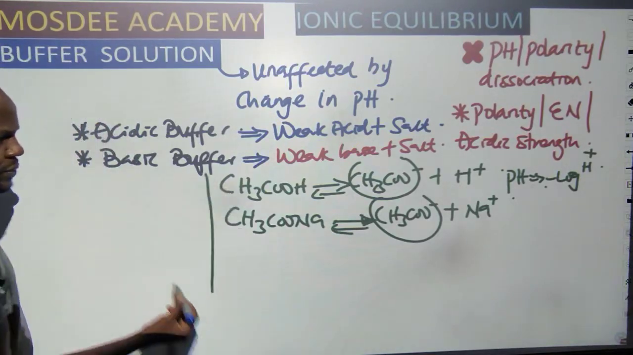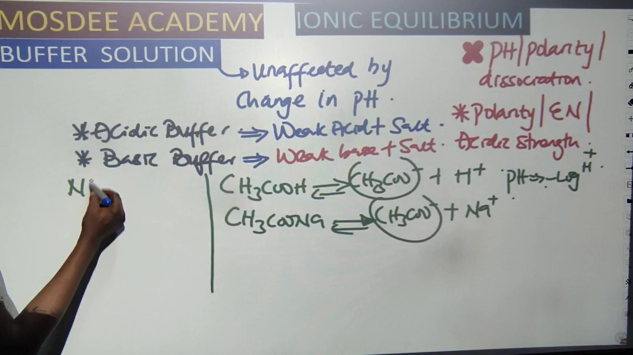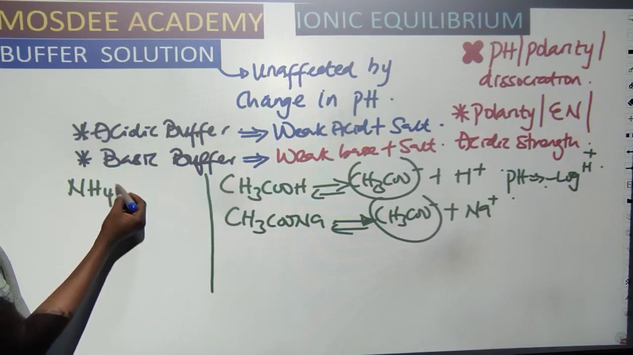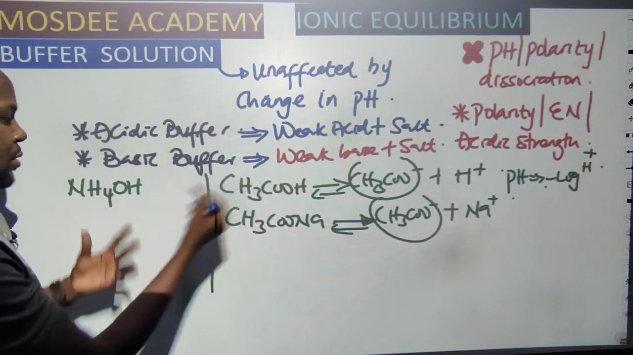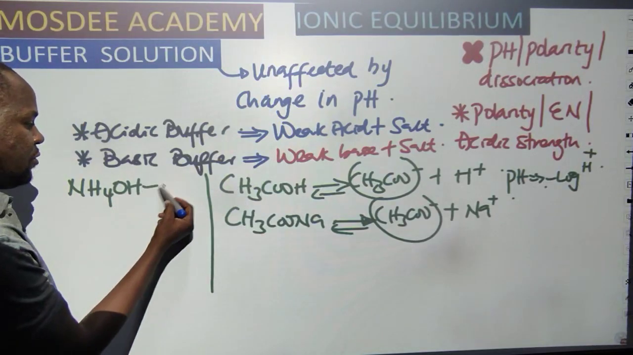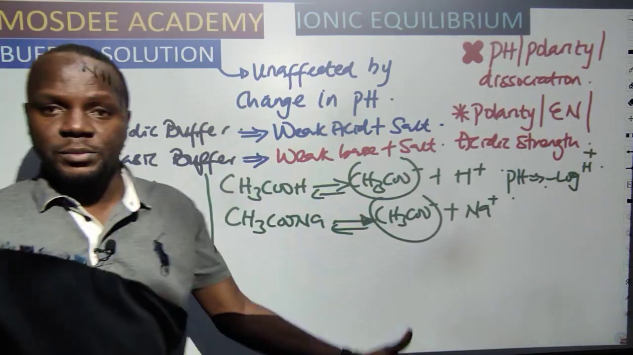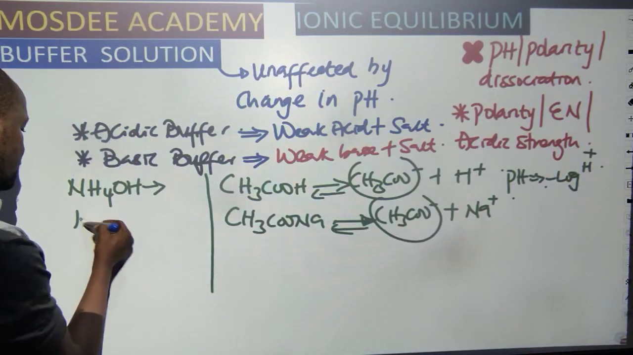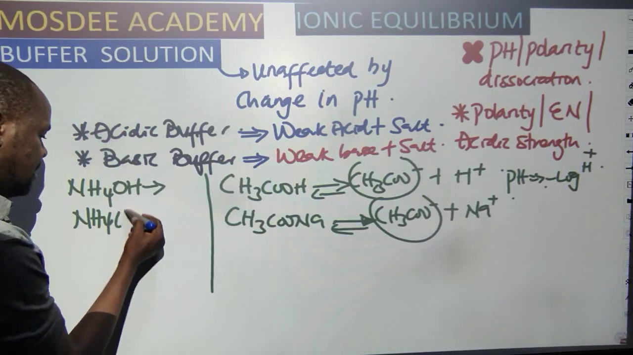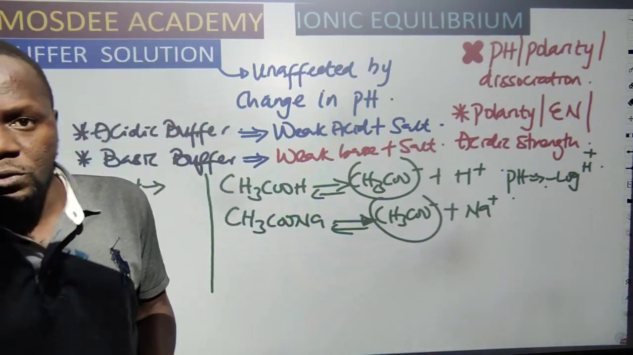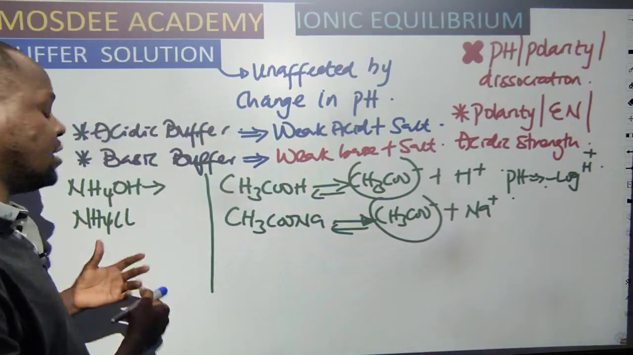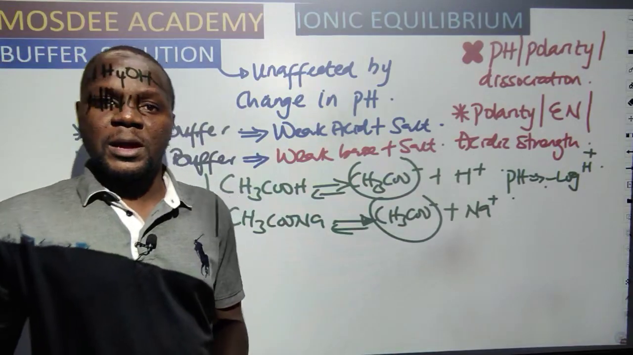The same thing happens to a basic buffer. We can take an example, I don't want to waste your time. Consider NH4OH, an example of a weak base. So this weak base, we ionize or dissociate rather, to give you NH4 plus and OH minus. Then the solution of the salt, you can do that as an assignment. This one will give you NH4 plus and Cl minus. More of NH4 plus will be produced, and you know what that means.